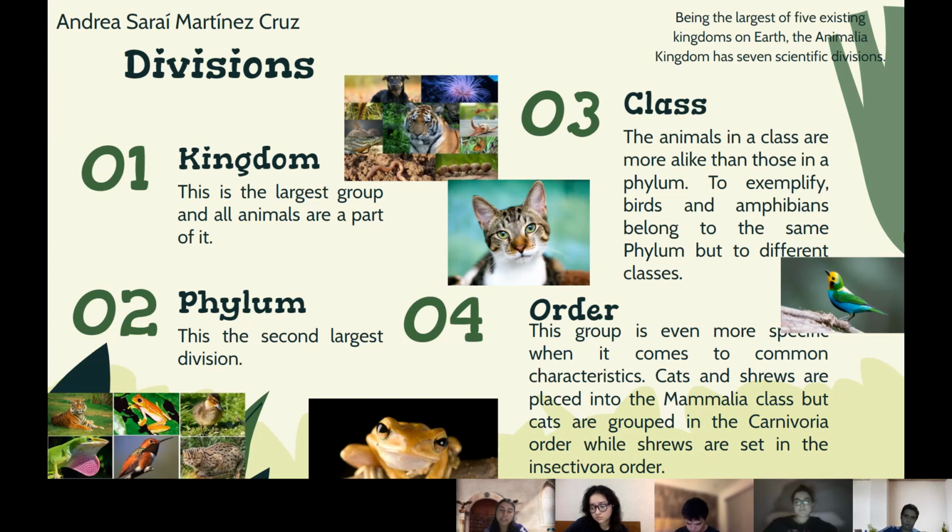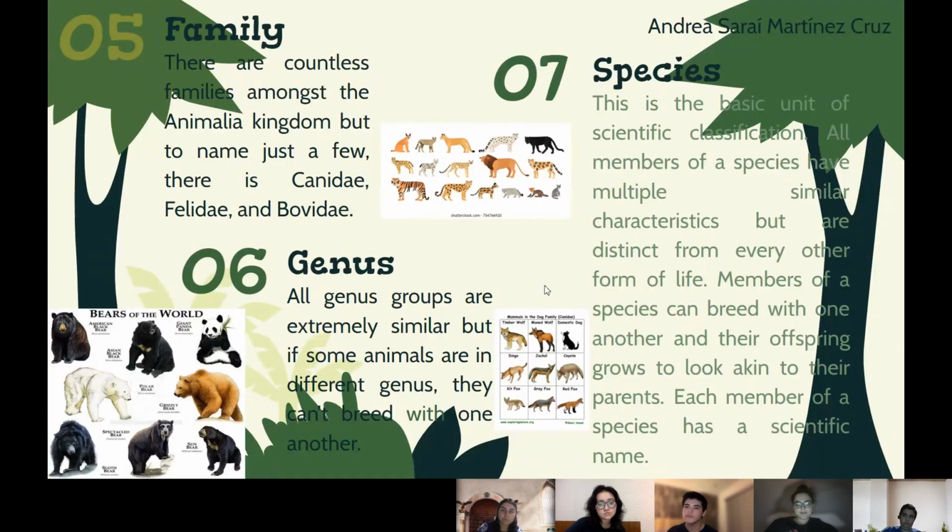The fourth one is the order. This group is even more specific when it comes to common characteristics. Cats and shrews are placed into the Mammalia class, but cats are grouped in the Carnivoria order, while shrews are set in the Insectivoria order. The fifth one is a family. There are countless families amongst the Animalia kingdom, but to name just a few, there is Canidae, Felidae, and Bovidae.